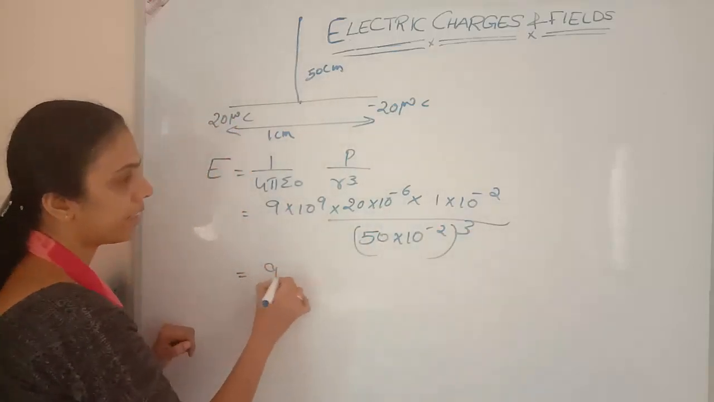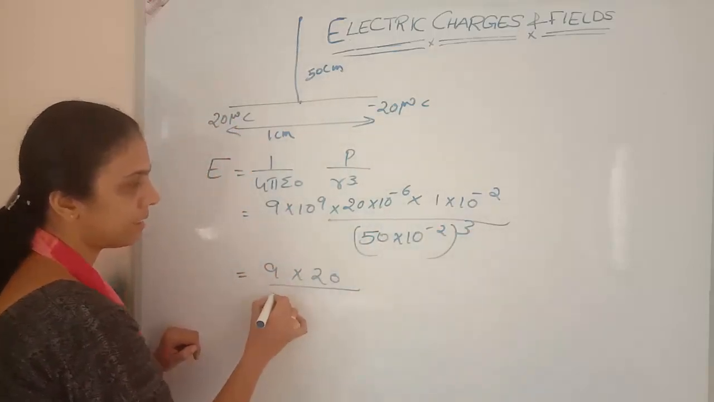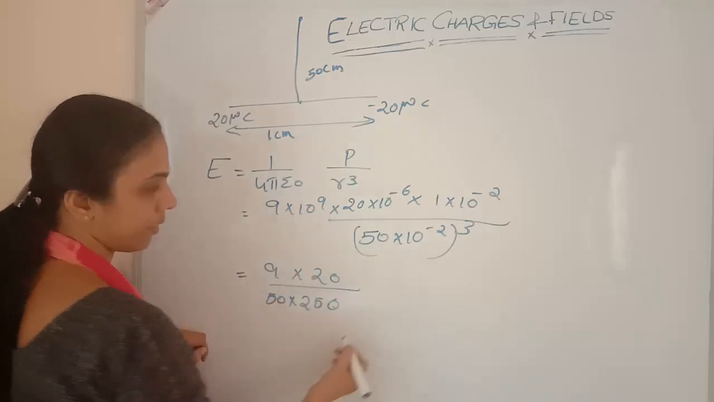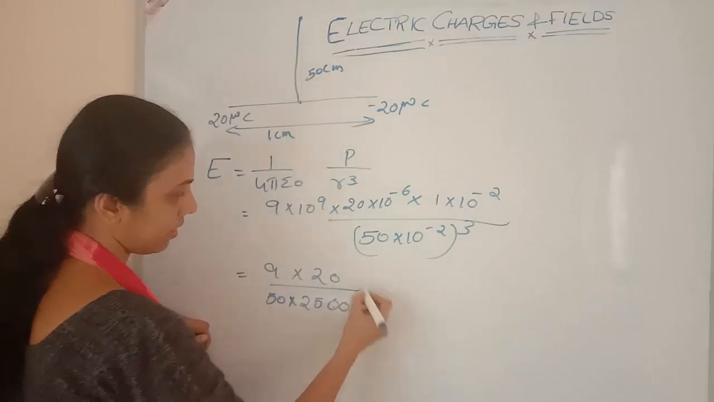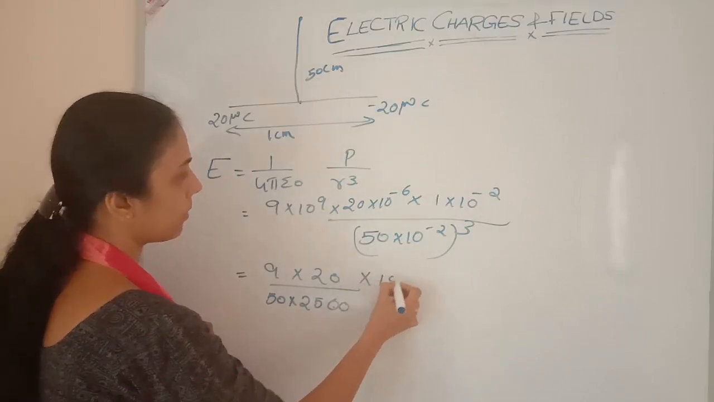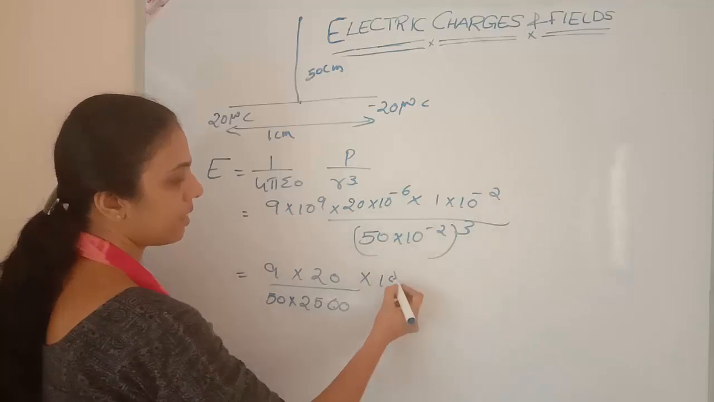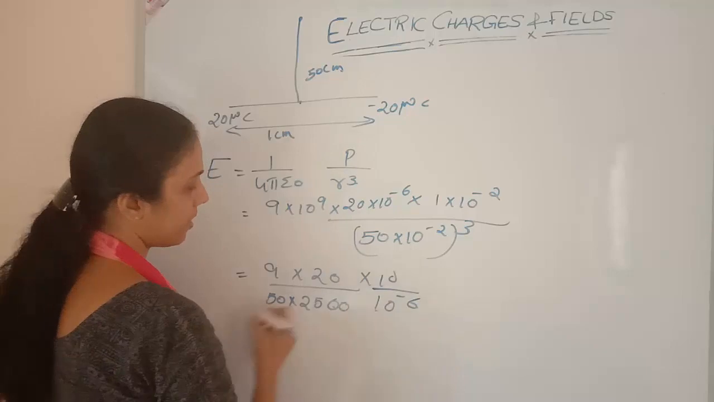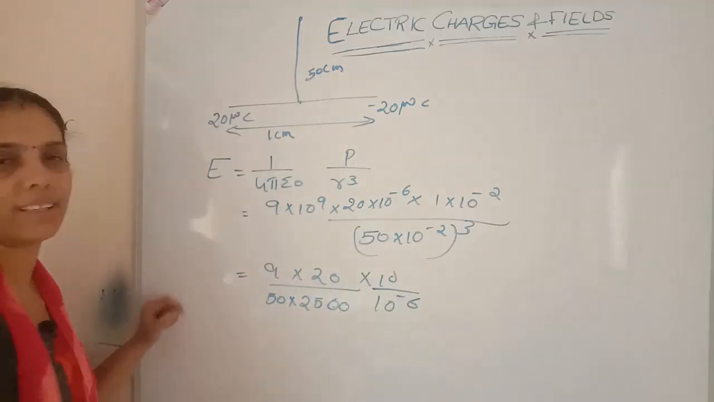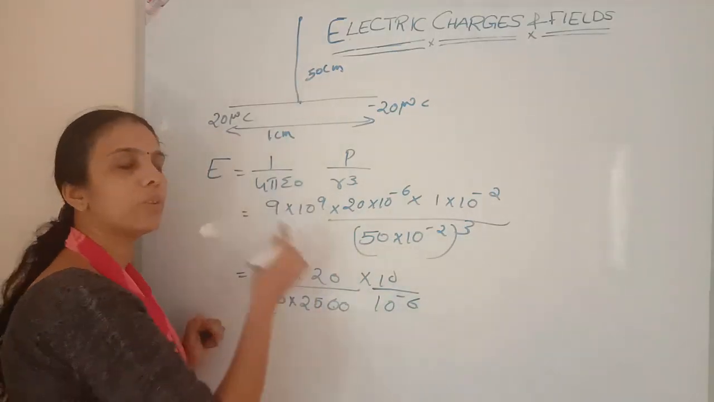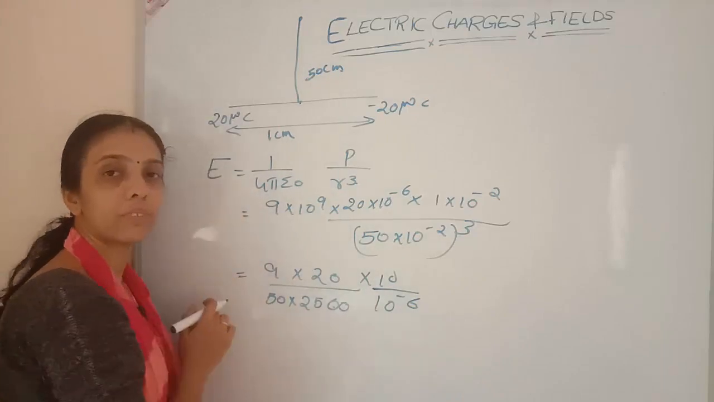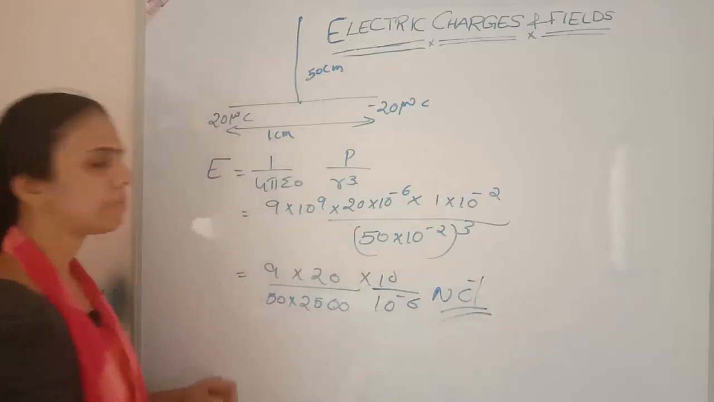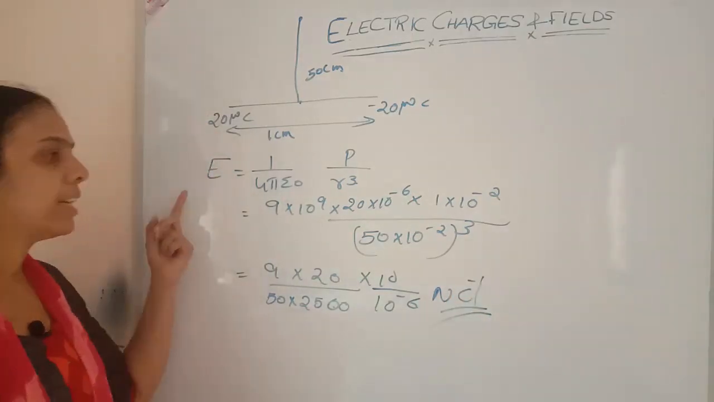So here 9 into 20 divided by 50 into 50 into 50, and the powers of 10 can be simplified. You can solve this and find out the final answer. Okay, what is the unit of this electric field? Newton per coulomb, that is newton coulomb to the power minus 1. This is the unit of electric field.